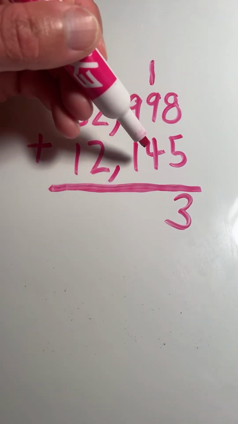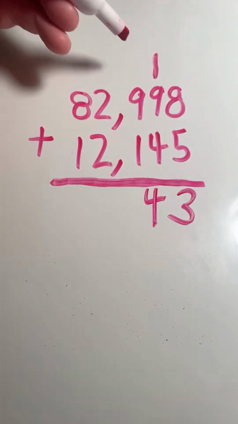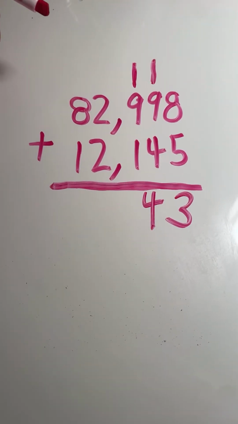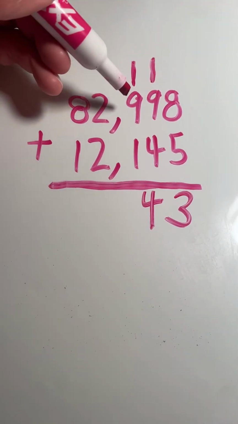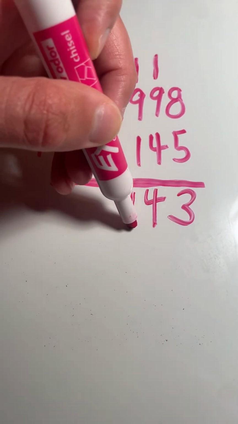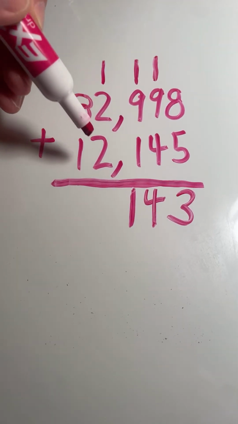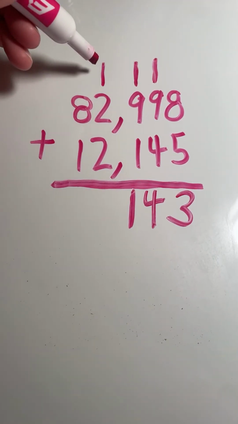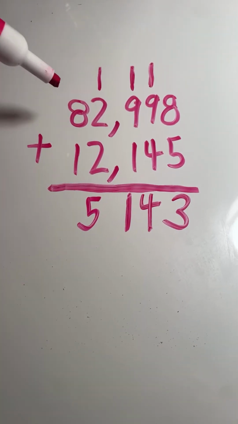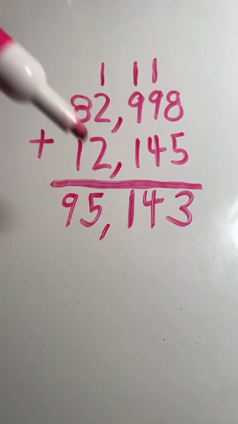Nine plus 4 equals 13, plus 1 equals 14. 4, carry the 1. One plus 9 equals 10, plus 1 equals 11. 1, carry the 1. 2 plus 2 equals 4. We add the 1 that we carried over. We get 5. 8 plus 1 equals 9, and we have our final answer.